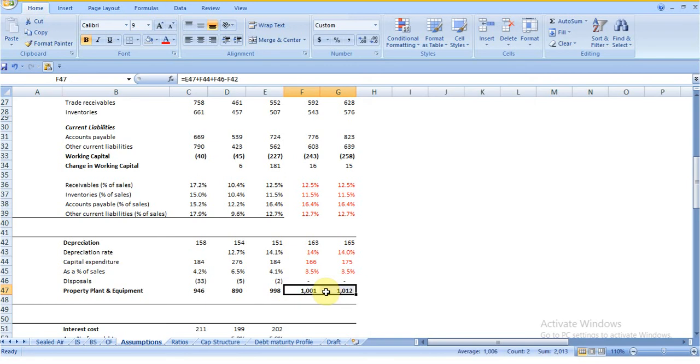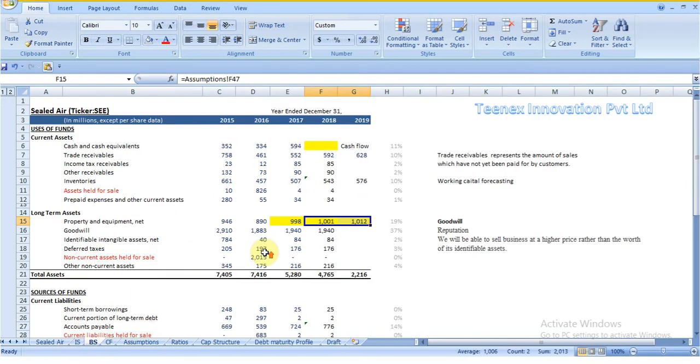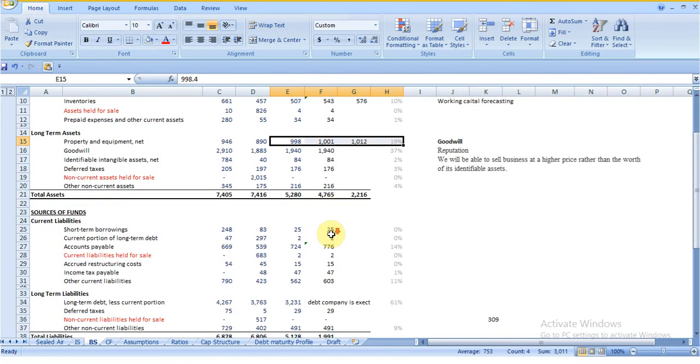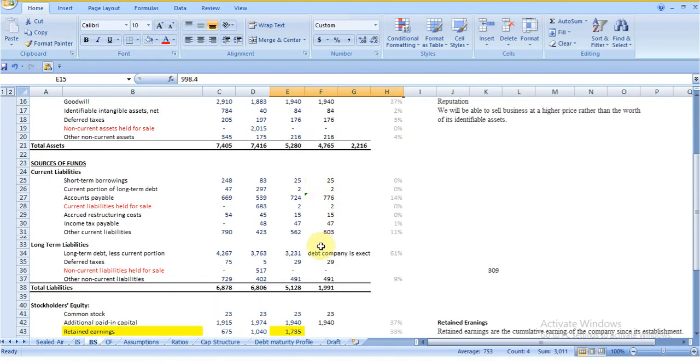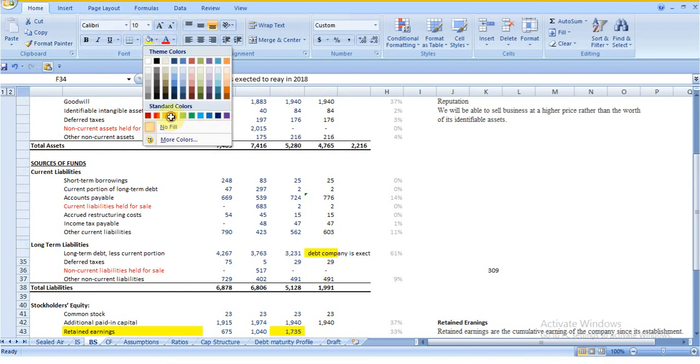Now on the balance sheet side, on the asset side, we have only cash and cash equivalent which we need to project, which will come from the cash flow statement. Otherwise, the asset side is complete. On the liability side, our long-term debt is still pending to forecast. So now we are going to look into how we are going to project the liabilities.